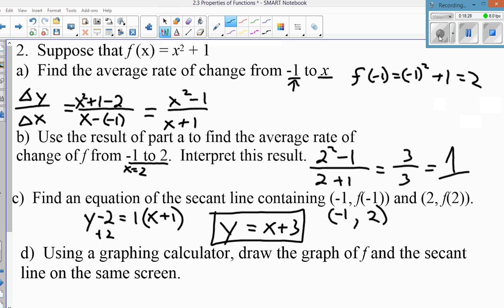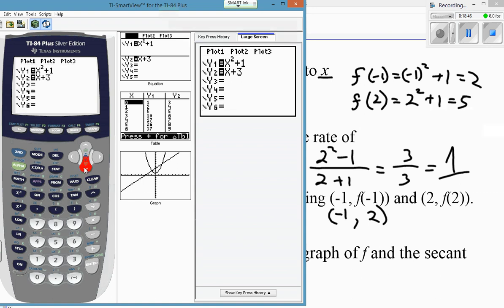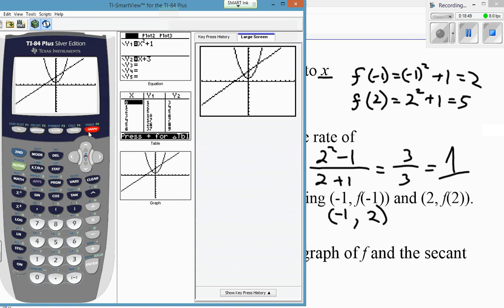When I plug in 2 for x, f of 2 is equal to 2 squared plus 1, which is 5. So as I put this into my graphing calculator, in y equals, I put x squared plus 1. And for the second part, I put my secant line, x plus 3. So as you can see, when I graph, it's a secant line. So if I trace at negative 1, it's a secant line at negative 1, 2, connecting it to the point at 2, 5.